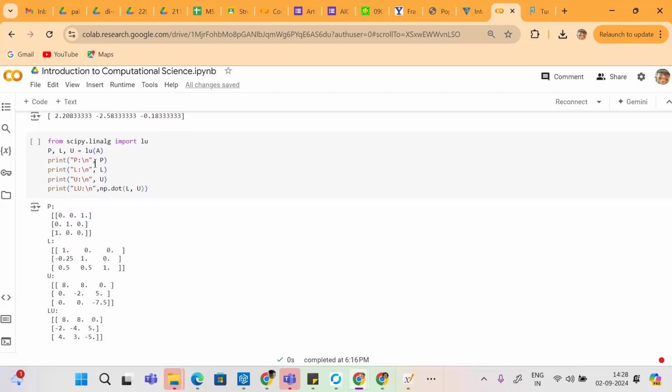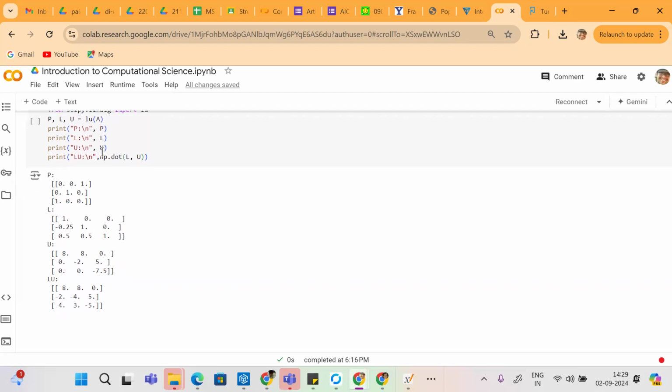If you want to LU decompose a matrix A, then you have to import it from scipy.linalg. Fine. Then just use lu and A. In the LU brackets, the input should be the matrix A which you want to decompose. Then suddenly you will see it gives us three outputs. Three outputs, not two. What are the outputs? One is P, one is L, what is U? Can you see that? P, L, U equals lu(A).